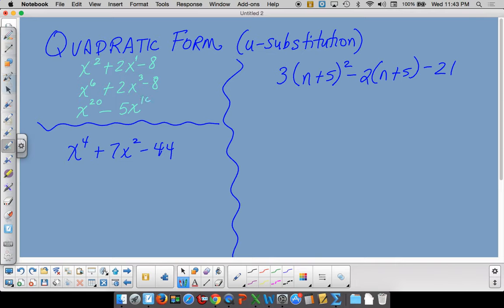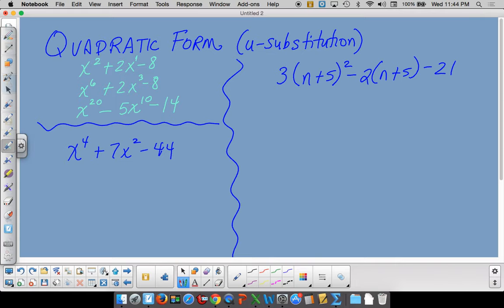Well, the 20 is 10. It'd have to be 5x to the 10th. And then, of course, you need an appropriate number that would hopefully get you the 5 in the middle. In this case, 14 would do the trick. All of those are in quadratic form and are therefore factorable.